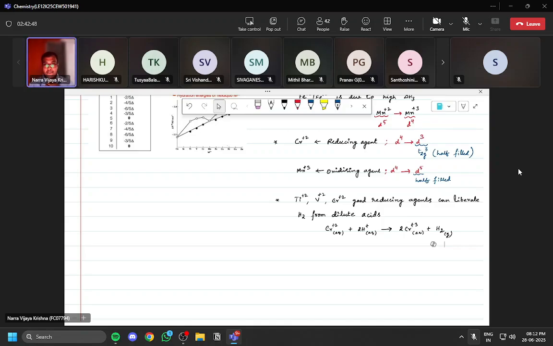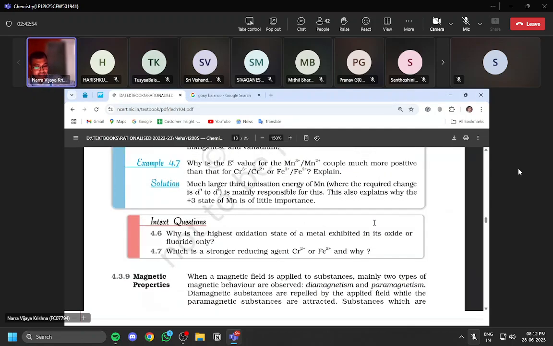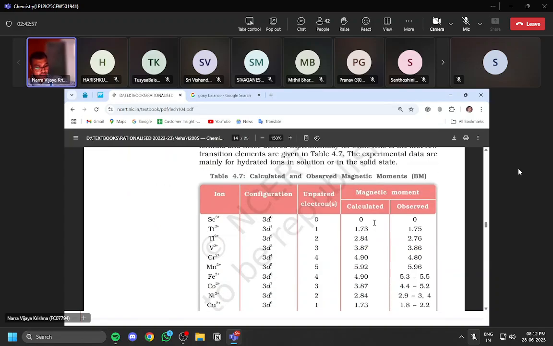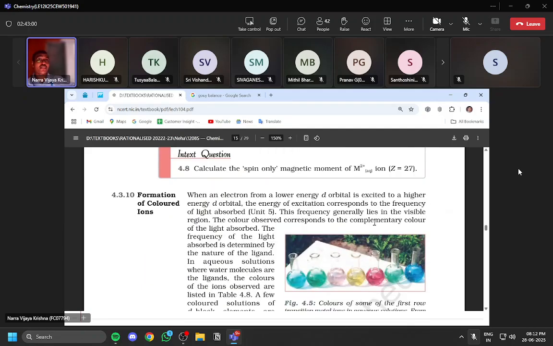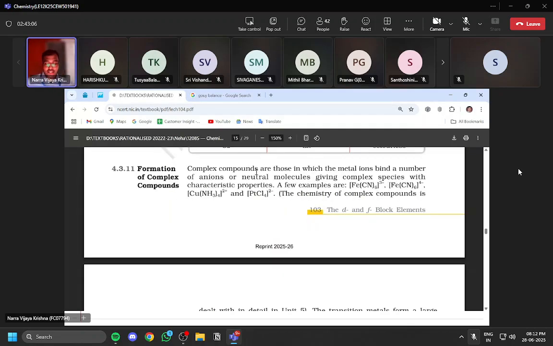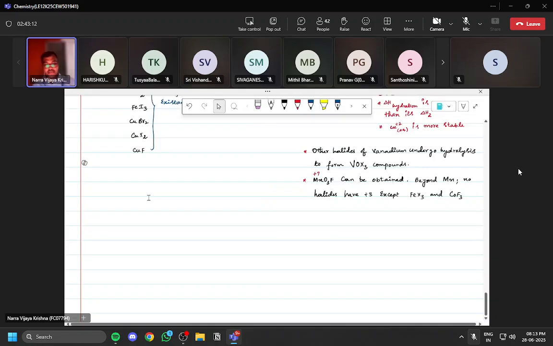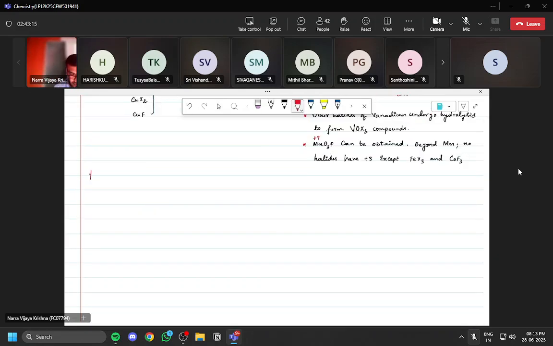Now coming back. All these things are over. Magnetic properties are also over, this table is also over, and formation of colors is done. Now we are discussing the formation of complex compounds. Next slide: formation of complex compounds.